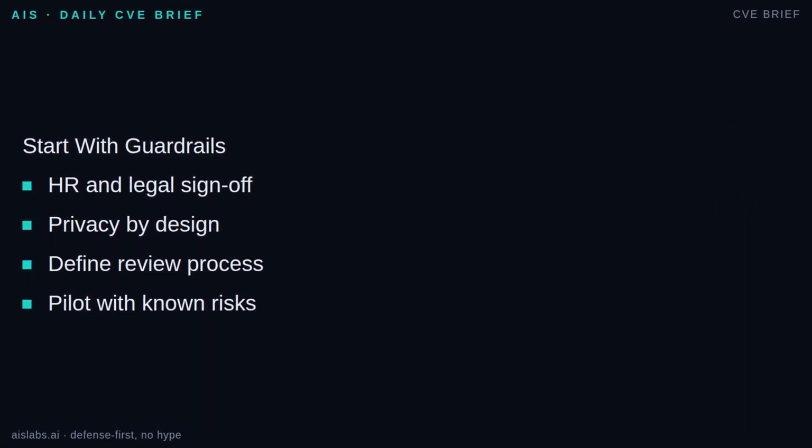Start with guardrails, not dashboards. Decide what employee monitoring is allowed in your jurisdiction and company. HR, legal, privacy, security, and employee relations need to agree on purpose, data sources, retention, access, and review steps. Write the escalation path before the first case.